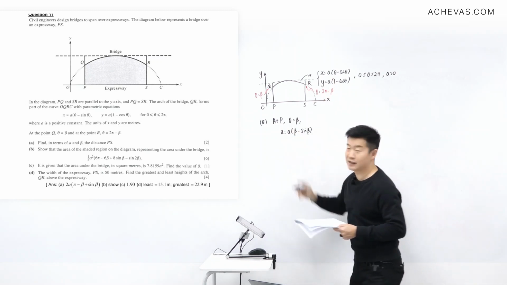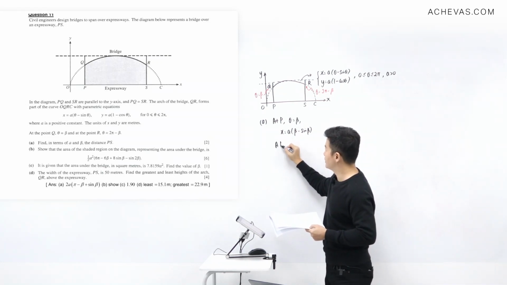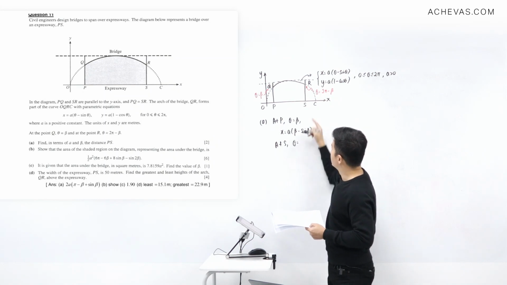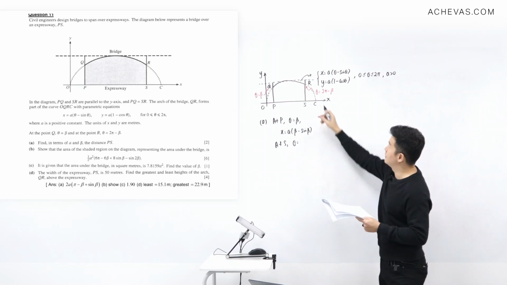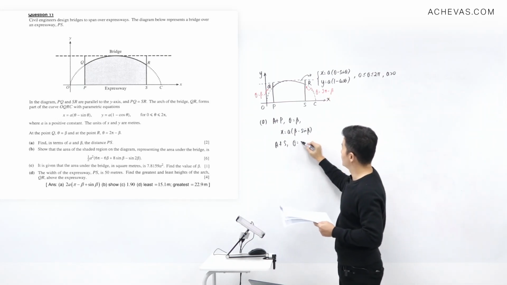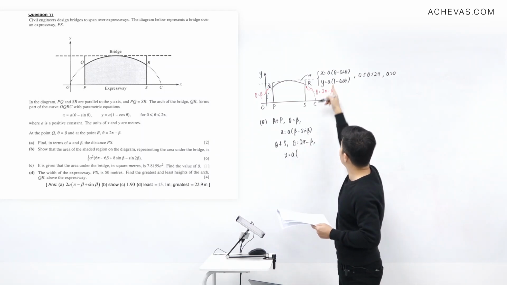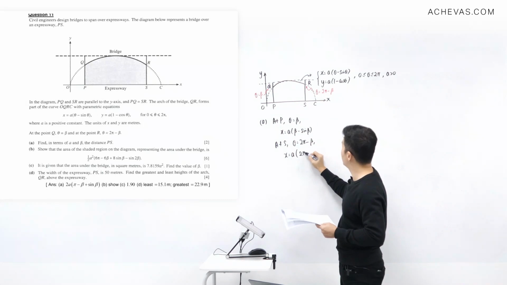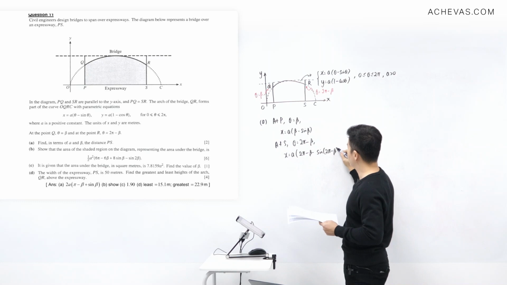Replacing all the theta here by beta. I'm going to do the same thing for point S. At point S, the x coordinate is the same as the x coordinate for R, and at point R, theta is equal to 2 pi minus beta. So theta here is 2 pi minus beta, which means that x is going to be equal to a times 2 pi minus beta, minus sine of 2 pi minus beta.